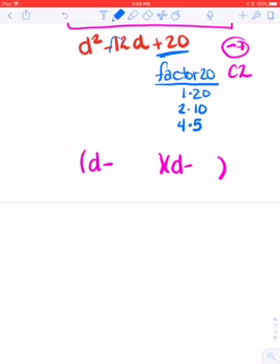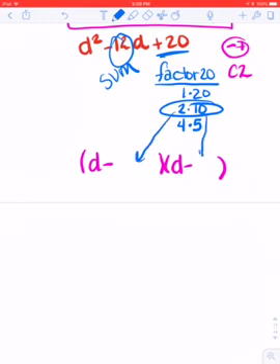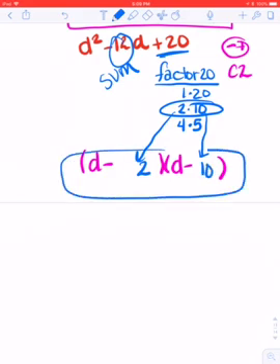Now because it's case 2, they want a sum that's going to be 12 from these factors. So that means I'm going to choose 2 and 10. Because these are both subtraction, they can go in either place. But I'm going to put in 2 and 10. So that's going to be my final answer.